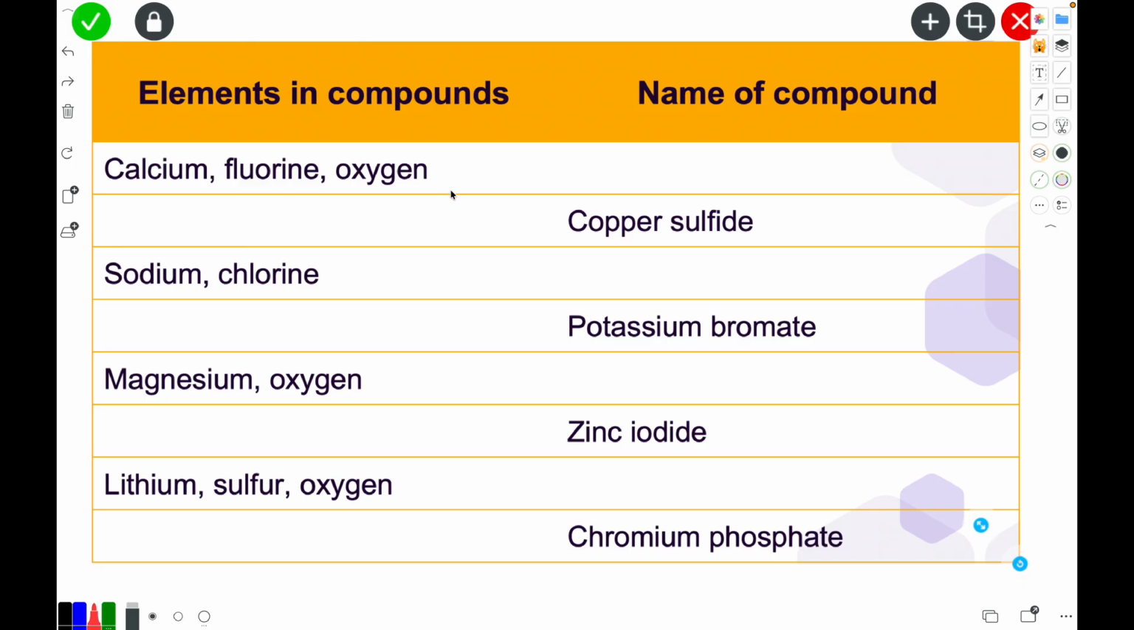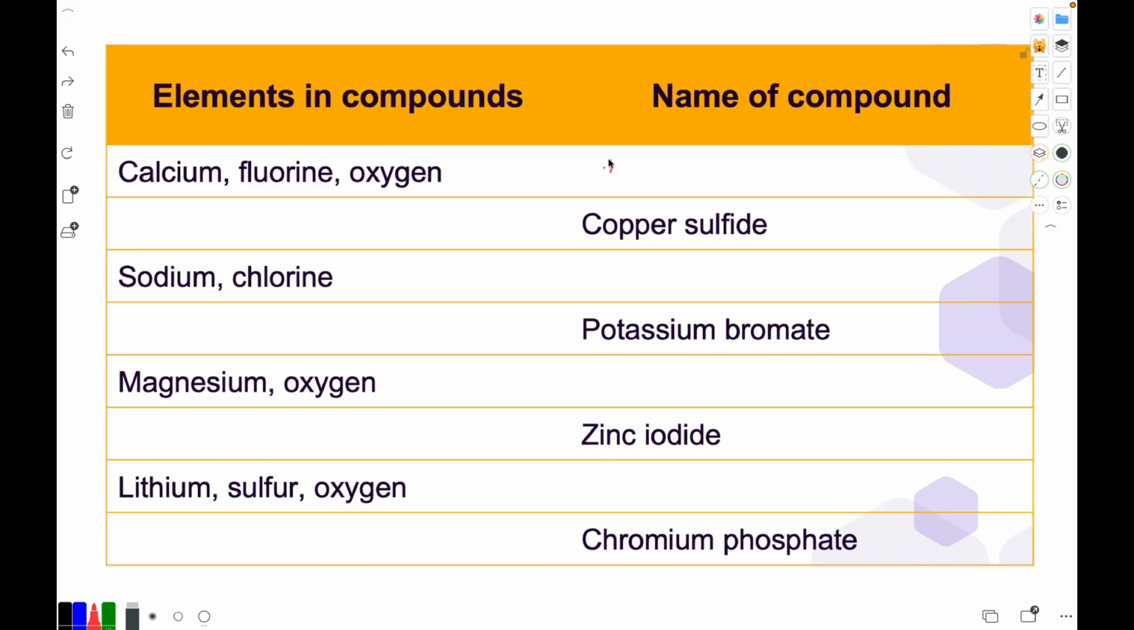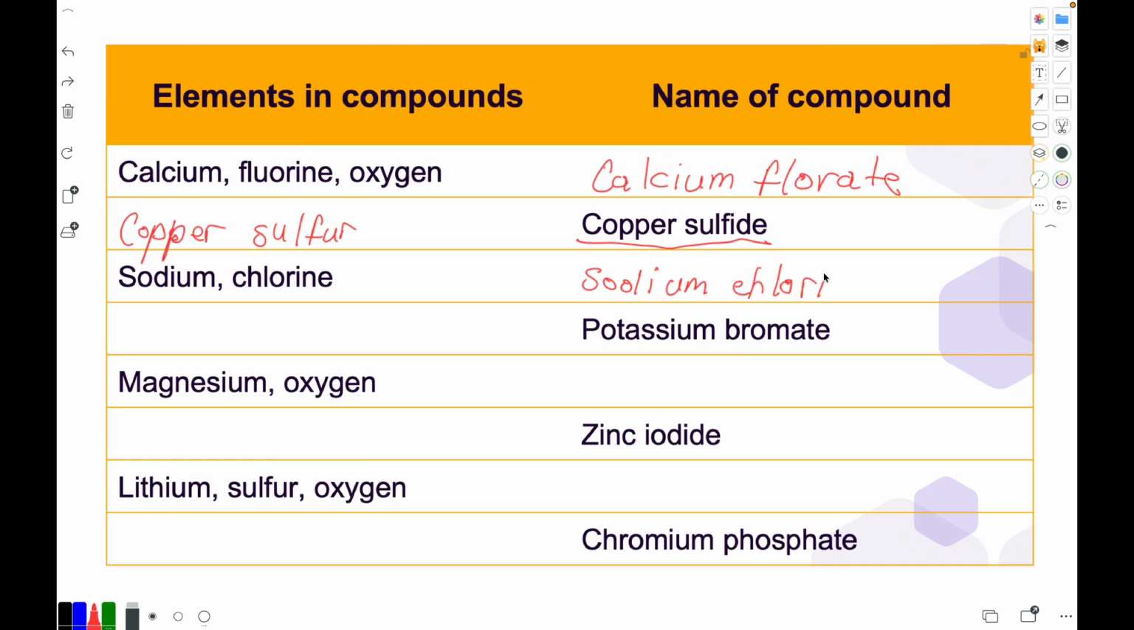Here are some examples. First example, calcium, fluorine, and oxygen. Here, metal is calcium, non-metal fluorine, and here we have oxygen. Then, ending will be ATE: calcium fluorate. Compound's name is copper sulfide. It means it contains copper and sulfur. Here we have sodium and chlorine. Sodium is metal, that's why we will write it first: sodium chloride. Potassium bromate. Ending is ATE. It means it contains oxygen.